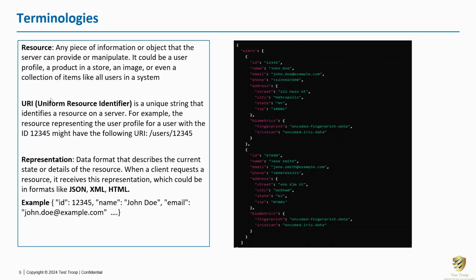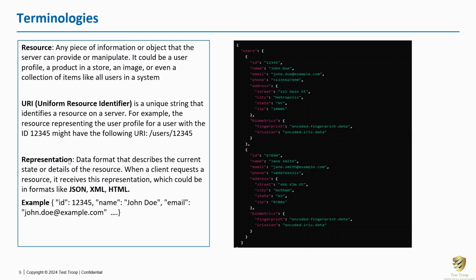The second important terminology is URI, Uniform Resource Identifier. It's a unique string that helps to identify a resource on a server. If you want to identify the user with ID 12345, you can use the URI users/12345, prefixed by the base URL of this particular web server.